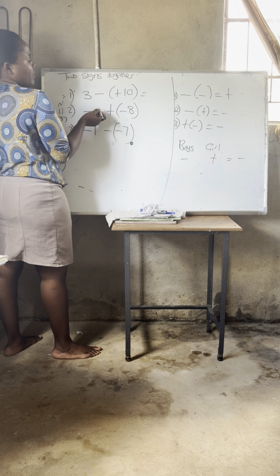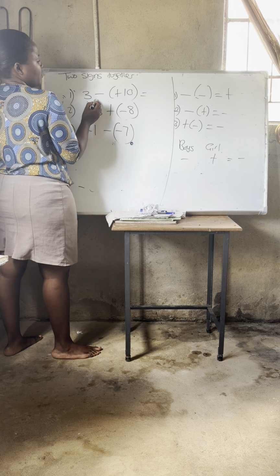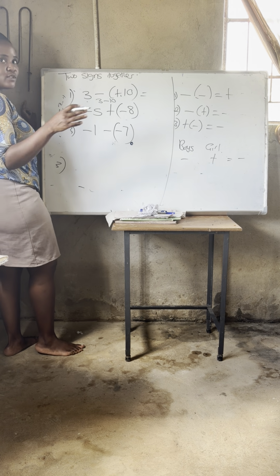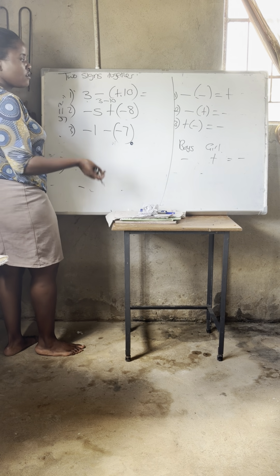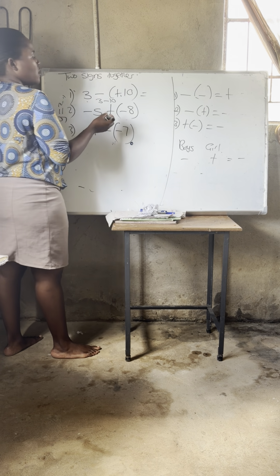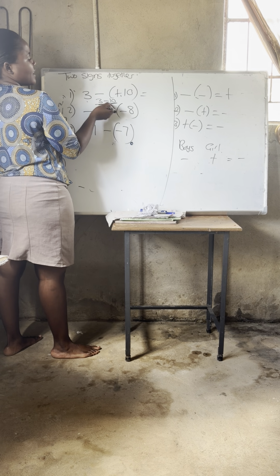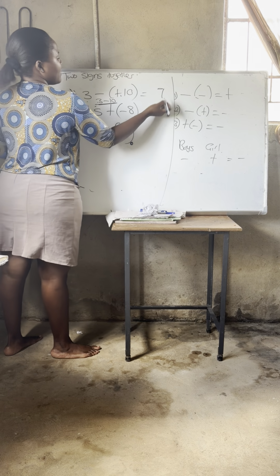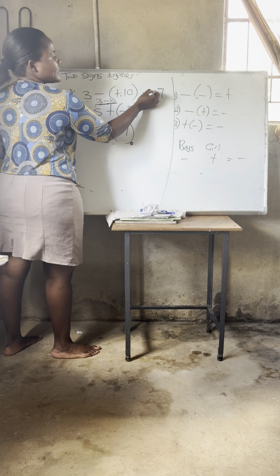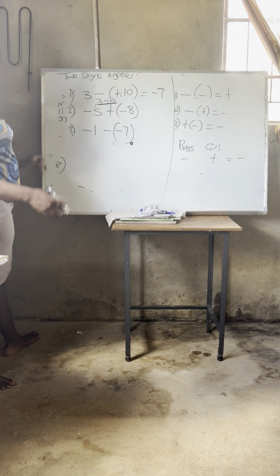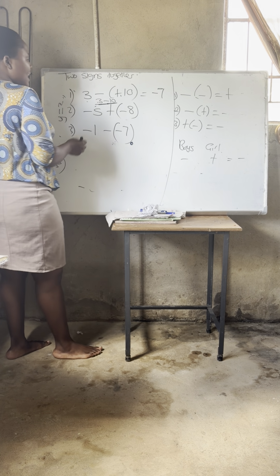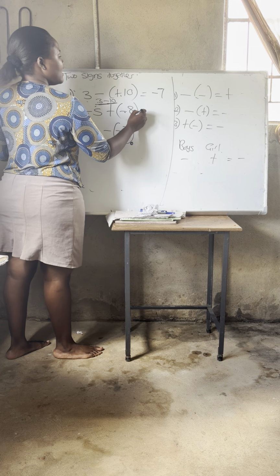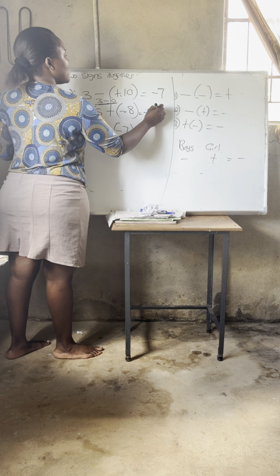So here it will be 3 minus 10. We get rid of the plus and we are left with minus. A boy and a girl, we are left with a boy. So here signs are different. 10 minus 3, we get 7. The bigger number has a minus sign, so the answer takes the sign of the larger. Here, -5 plus minus, we are left with a minus, so it will be -5 minus 8.